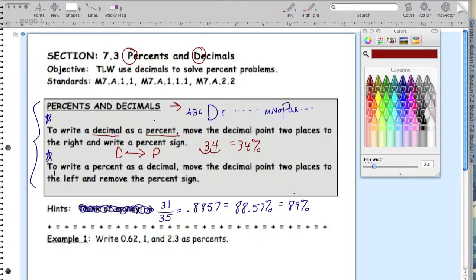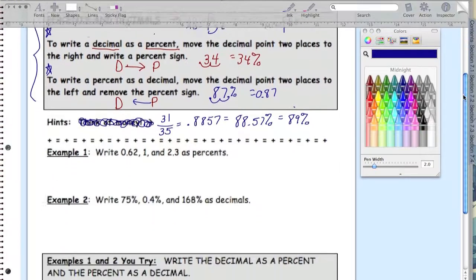Okay, now on the flip version, keeping in mind decimal and percent alphabetically, to write a percent as a decimal, move the decimal point 2 places to the left. So if I say I had 87%, I want to write this as a decimal. So I have a percent, I want it to become a decimal, so I'm going towards the left. That's what I do with my decimal point. 2 places to the left. This is the same as 0.87. Okay?